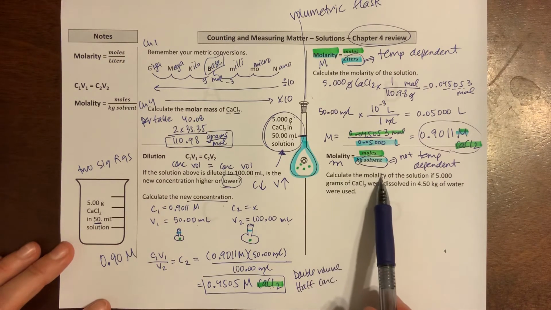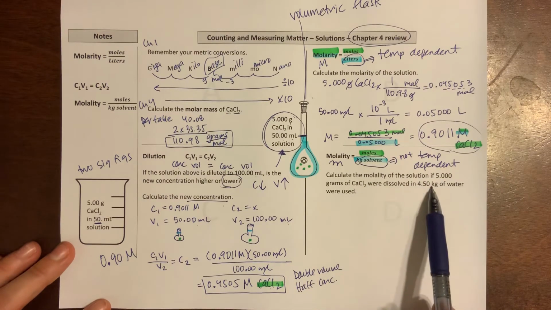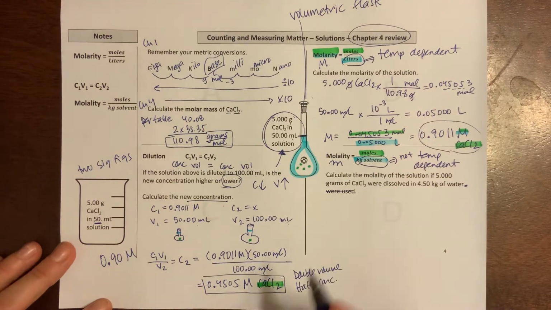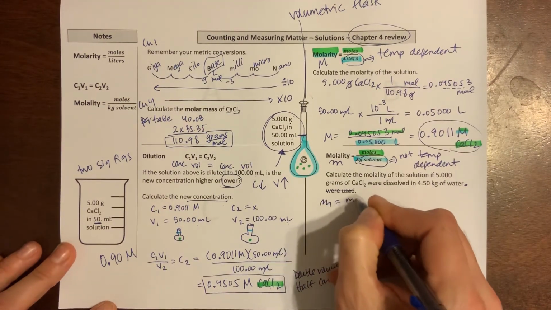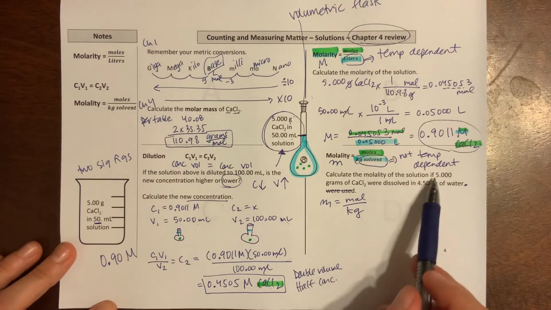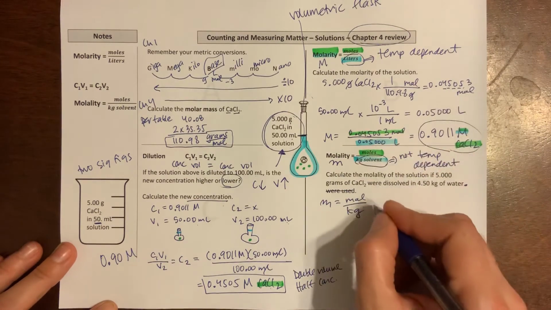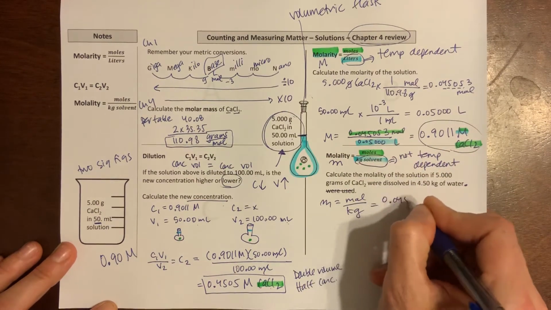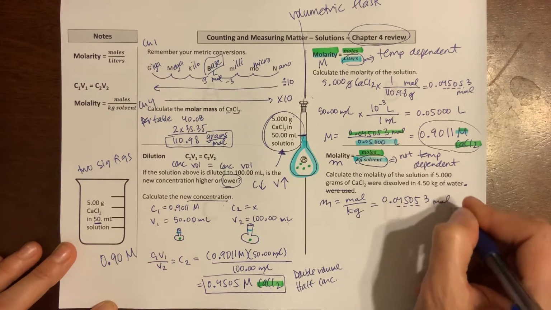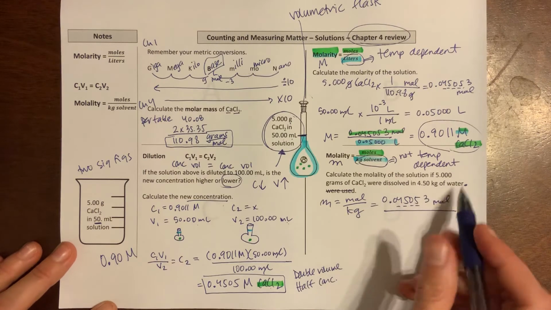So I've just got new numbers for you here. Calculate the molality of a solution if 5 grams of calcium chloride were dissolved in 4.5 kilograms of water. Shouldn't say were used. All right, so molality is moles over kilograms of solvent. We already did this calculation, right? 5 grams of calcium chloride was this many moles here. So I'm just going to bring that number down with 4 significant figures. And it needs to be kilograms of solvent, so 4.5 kilograms of water.